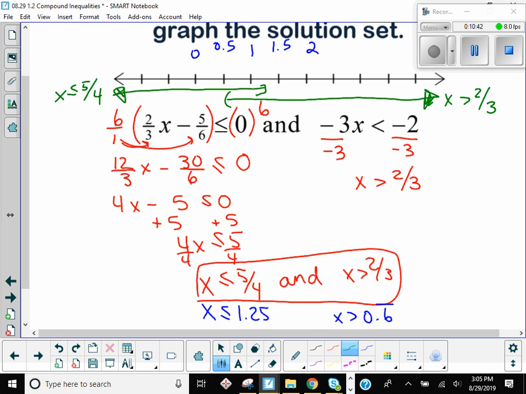And I want you to take a minute and put down on the main number line what you think the intersection of those two is. And means what satisfies one and the other at the same time. So take a second and try that.